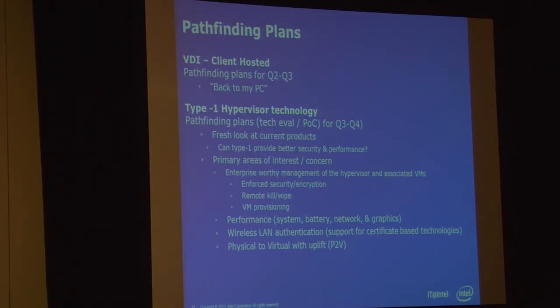So the other area that we're looking at is Type 1 hypervisor technology. We looked at this a year ago. We looked at it 2 years ago. The pathfinding team has been looking at it for a while. We all think that we're getting to a point where the capabilities are almost there. And so now we're launching a pathfinding to look at the Type 1 hypervisor solutions that are out there, and not just see if they're ready, but talk to the vendors and tell them what we need in order to be able to do this. They're getting close. So we're taking that fresh look at the current products, whether or not they can provide better security and performance. Obviously, if we can get Type 1 to work, that would be wonderful for BYO especially.